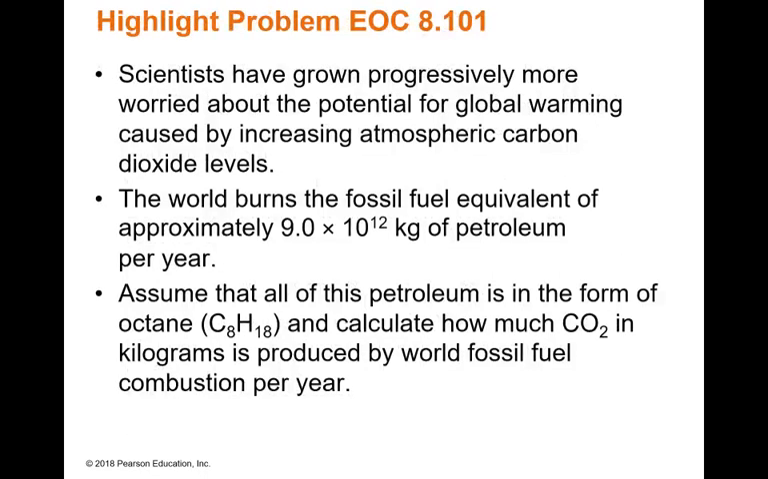Let's finish with a real-world application. Every year, the world burns the fossil fuel equivalent of 9.0 times 10 to the 12 kilograms of petroleum. If we assume all that fuel is octane, we can calculate how much CO2 is released using this equation: 2 octane plus 25 O2 produce 16 CO2 and 18 H2O. This is a great example of using stoichiometry to understand large-scale environmental impact. This isn't just chemistry, it's sustainability.